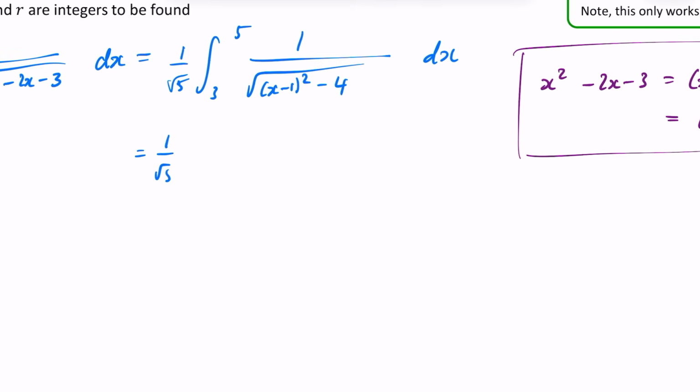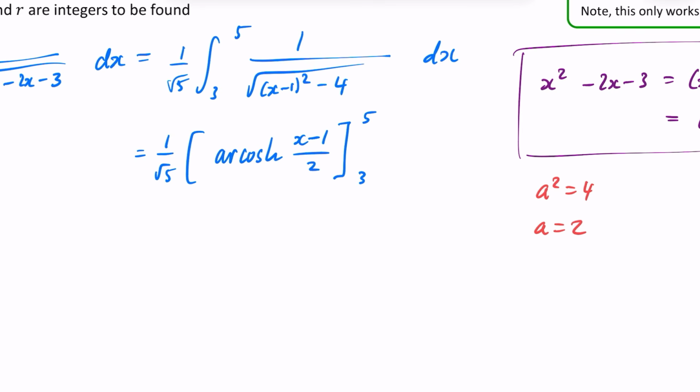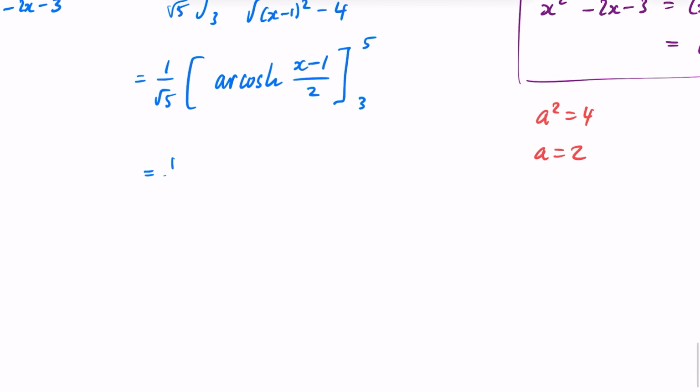So it's going to be 1 over root 5. And then going in with the limits for this, we've said that it's going to be arcosh of x over a. X in this case is no longer x, it's an x minus 1, because it's just that shift. We don't need to do any kind of substitution. And in this question, the a squared is 4, which means the a is 2. So it is arcosh of x minus 1 over 2, between 3 and 5. So I will leave the 1 over root 5, and then I'm going to go in with the substitution of the 5 and 3 into this.